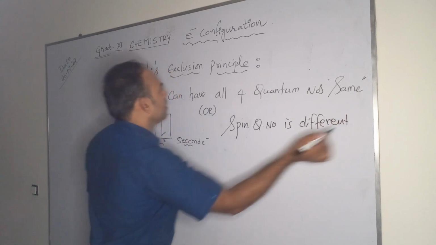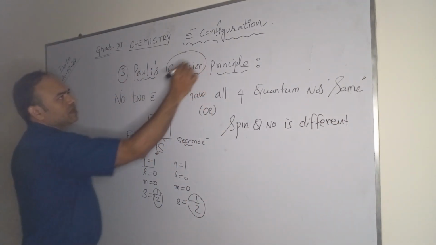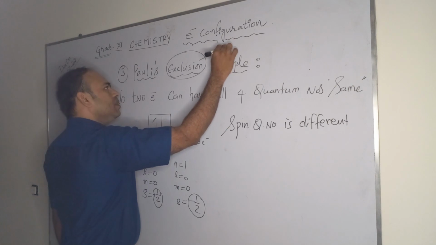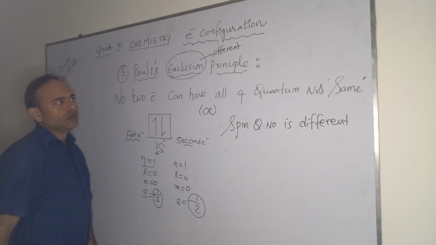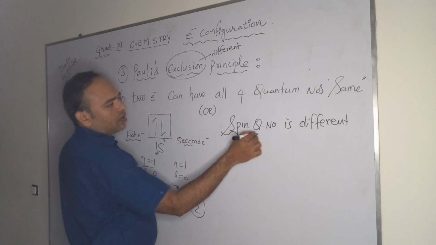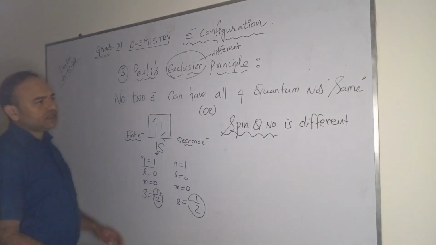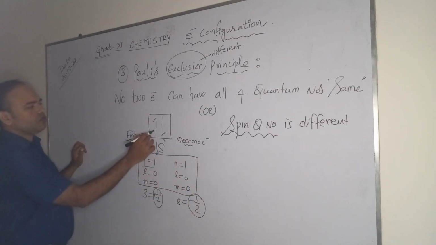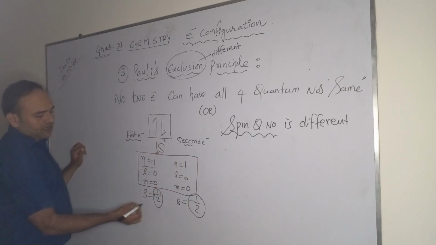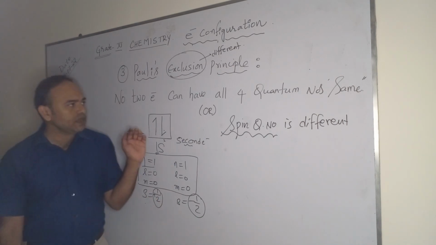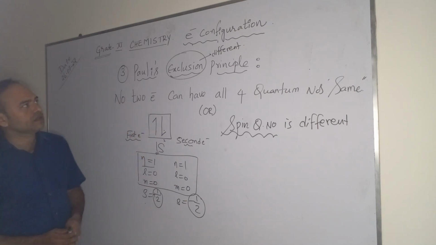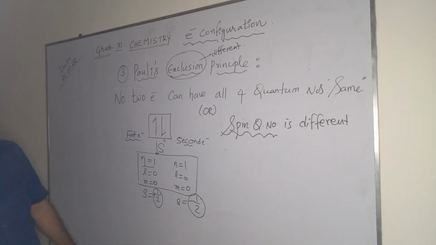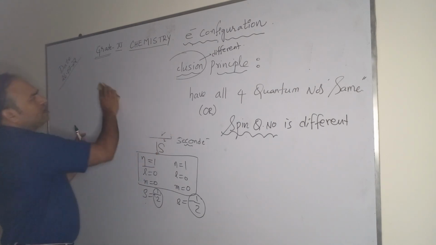That is why it is called the exclusion principle: something is different here, excluded. What is that excluded? The spin quantum number is excluded, or it is a different thing. So the remaining 3 quantum numbers will be the same for these 2 electrons, but the spin quantum number will definitely be different. One is showing clockwise spin, another one is showing anti-clockwise spin. So using the 3 rules, now let us write electronic configuration.